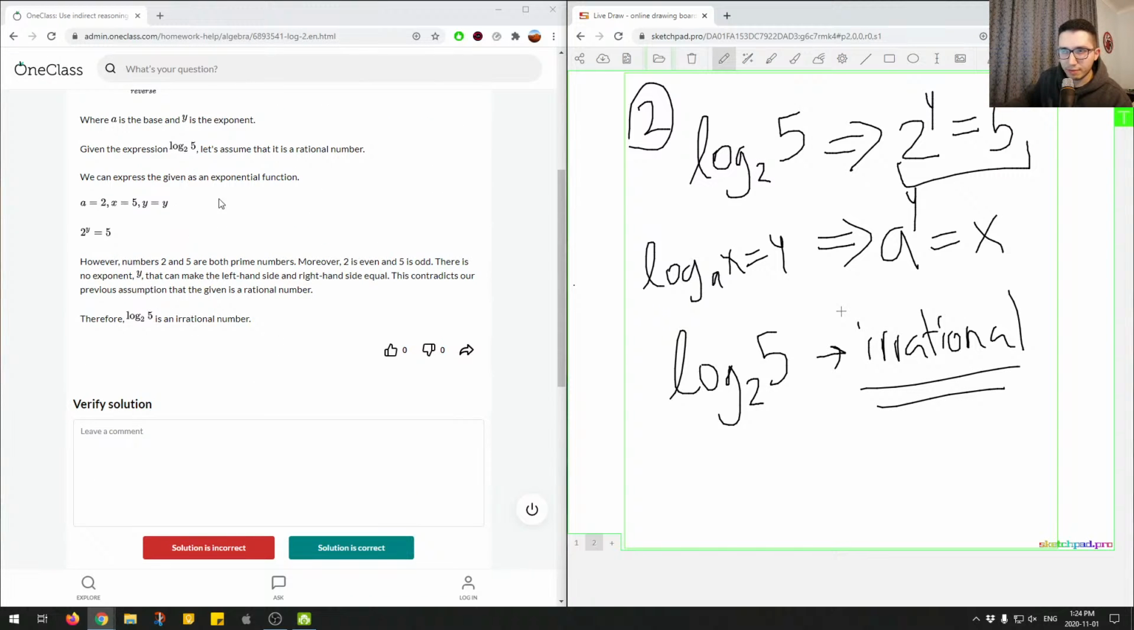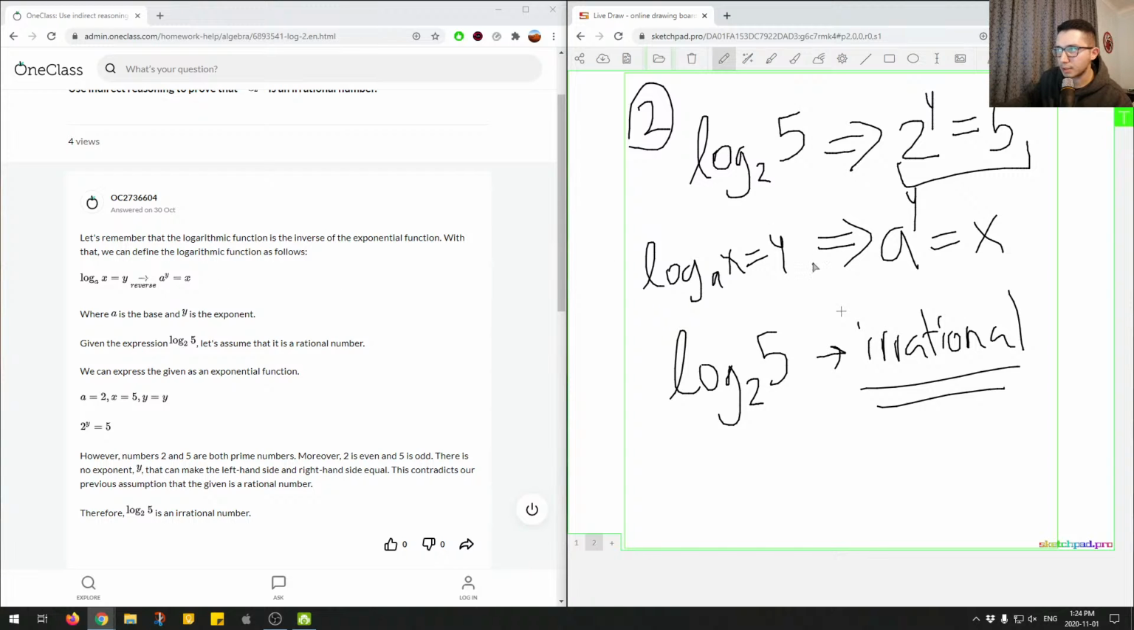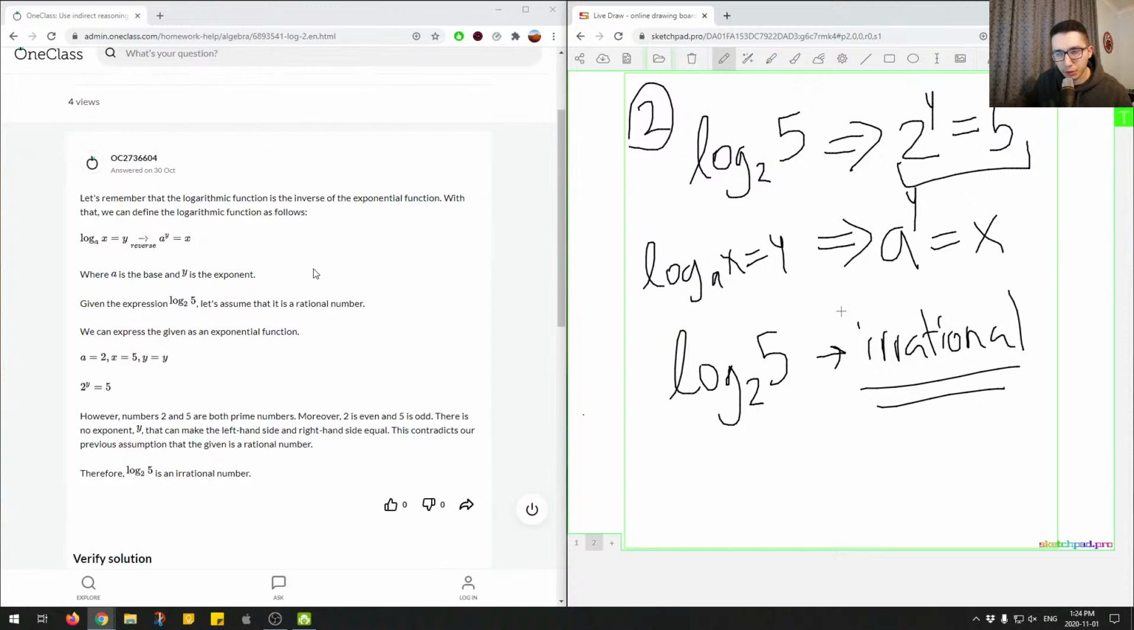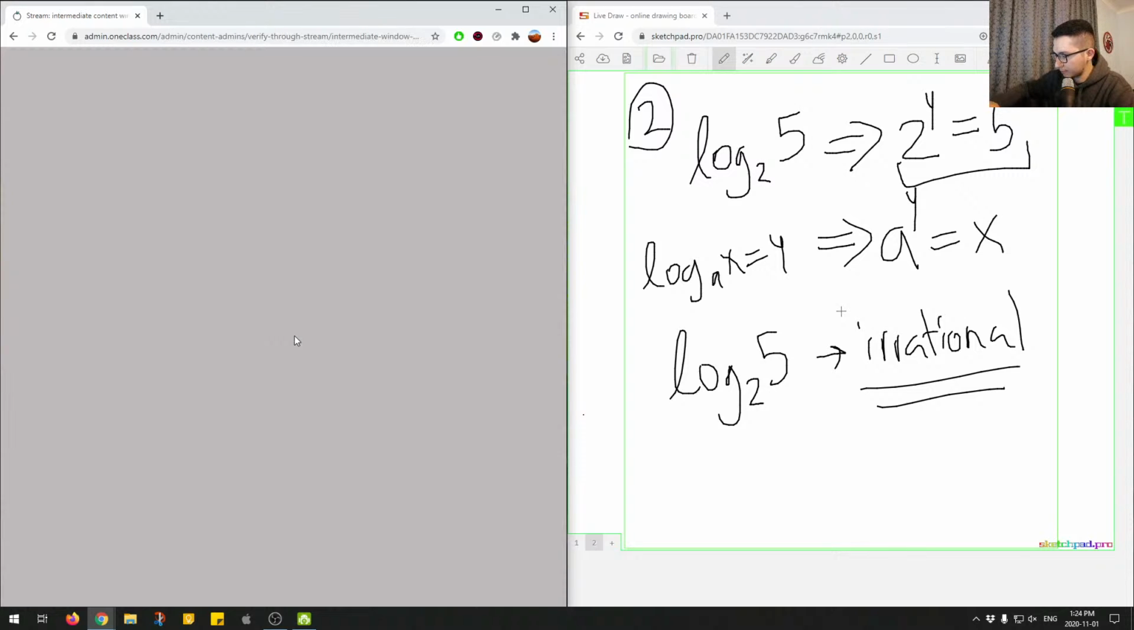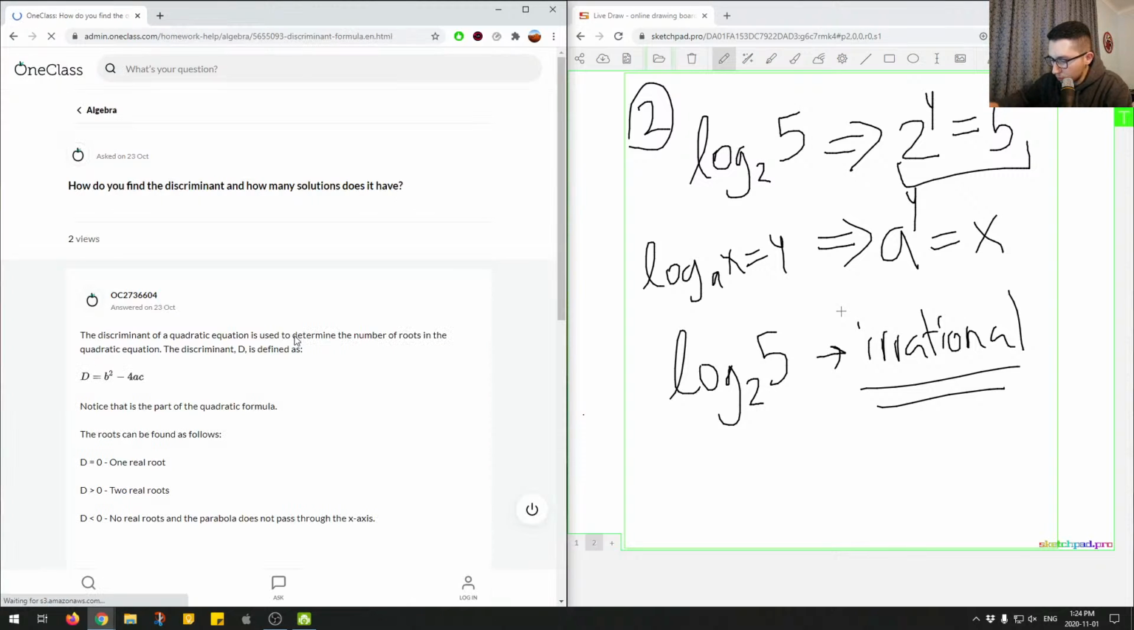So we've verified that this is the correct solution based on our reasoning over here and went through the step-by-step process. So we'll mark this as correct. Correct answer. Great job. We'll move on to the next question.